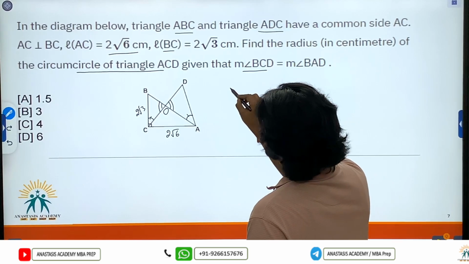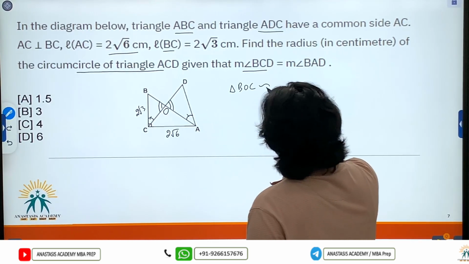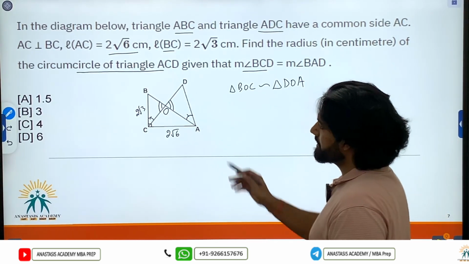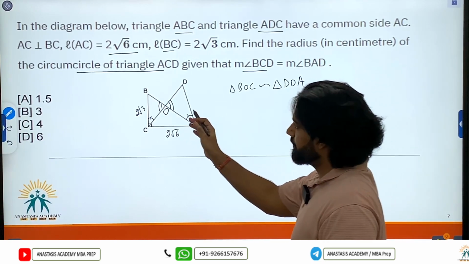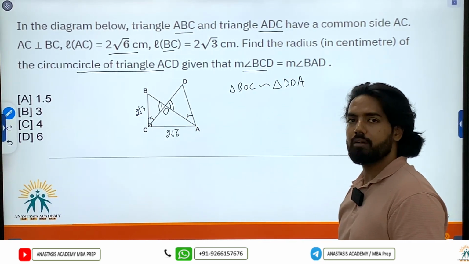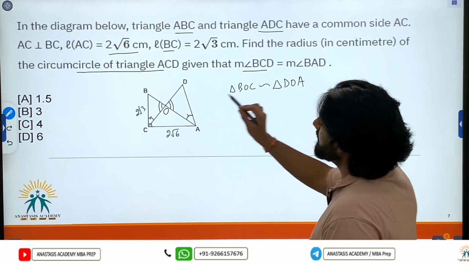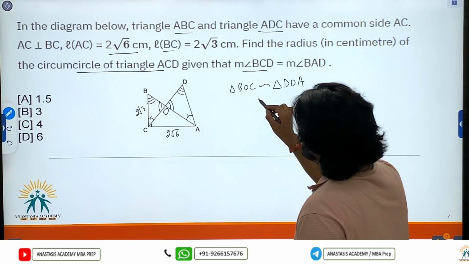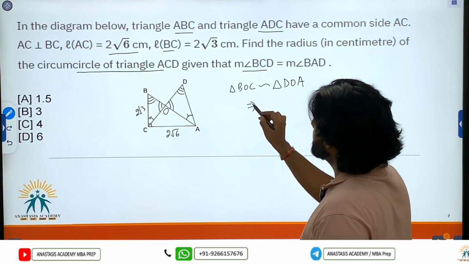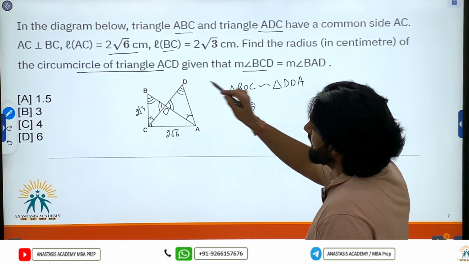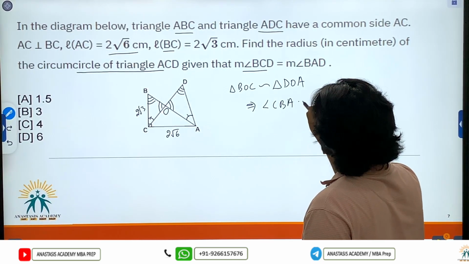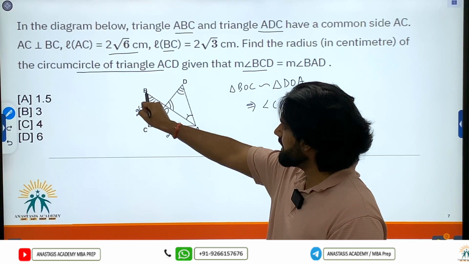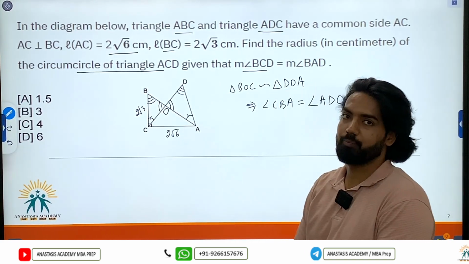So we can say triangle BOC and triangle DOA are similar using the angle property, because if two angles in two triangles are equal, the third angle must also be equal. By proving these two triangles similar, we can say that angle CBA must be equal to angle ADO.